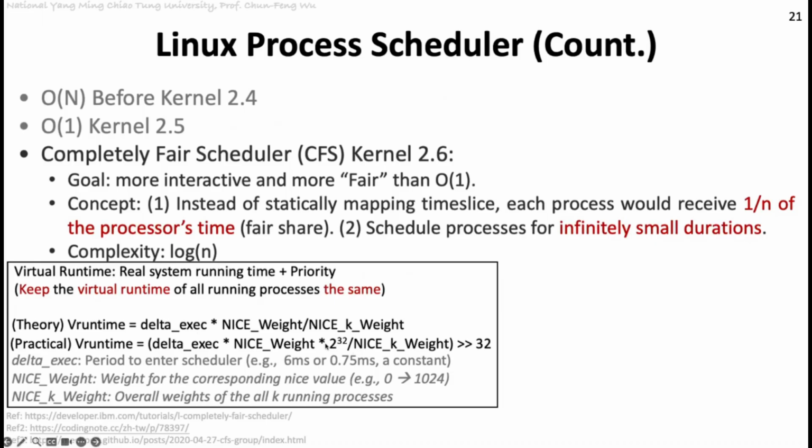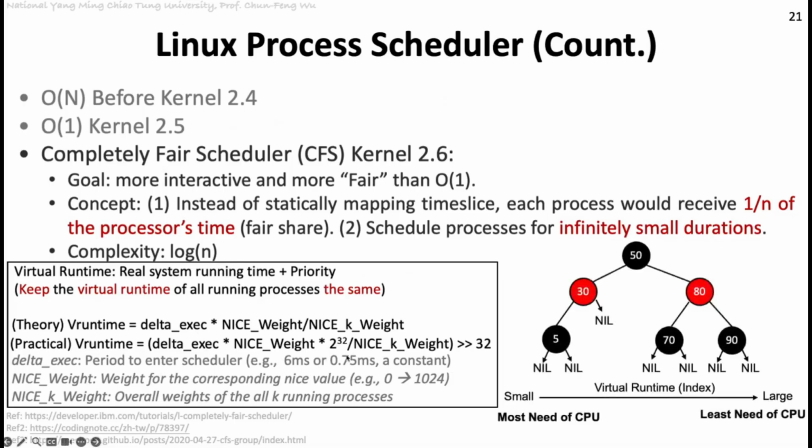I mean, in the exam, I will not say, please explain why, these kind of things. Okay, so don't worry. After doing the calculation, each process will get their virtual runtime, right? The smaller virtual runtime means it most needs the CPU, and a larger one means it least needs the CPU. So they use a red black tree to maintain all the virtual runtimes for each process.